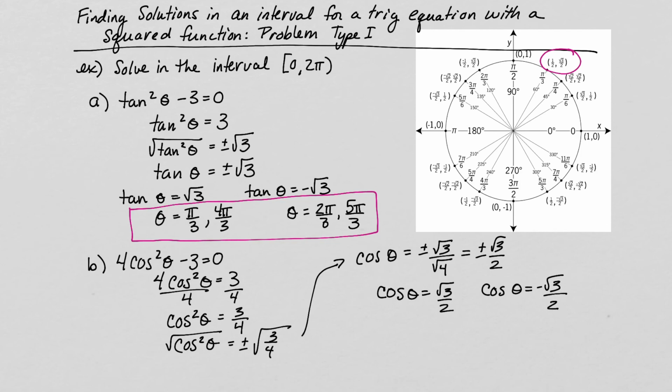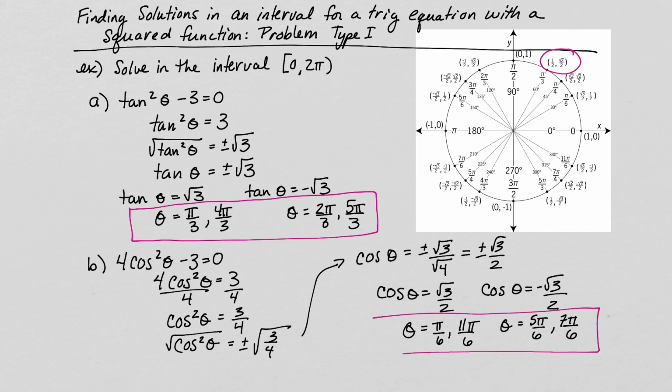And remember, cosine is the x value, so it's going to be equal to positive root 3 over 2 at pi over 6. It's going to be equal to negative root 3 over 2 at 5 pi over 6. I'm just going around the unit circle here. It's going to be equal to negative root 3 over 2 at 7 pi over 6. And then the final one would be at 11 pi over 6. And so it's those 4 that are the solution.